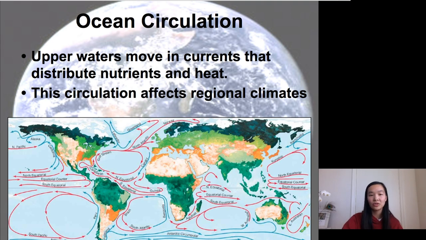And they also help to distribute nutrients around, because they're moving and mixing the water around, so that nutrients that are in one area of the ocean get to other areas. Yeah, and all this contributes. So your sunlight, your air circulation, wind, and water, ocean circulation, those all help contribute to what a climate will be in a certain area of the world.